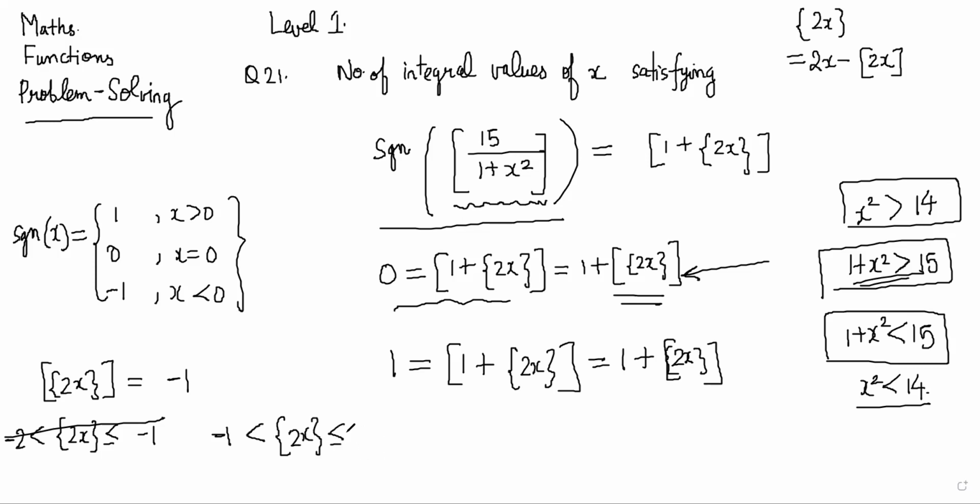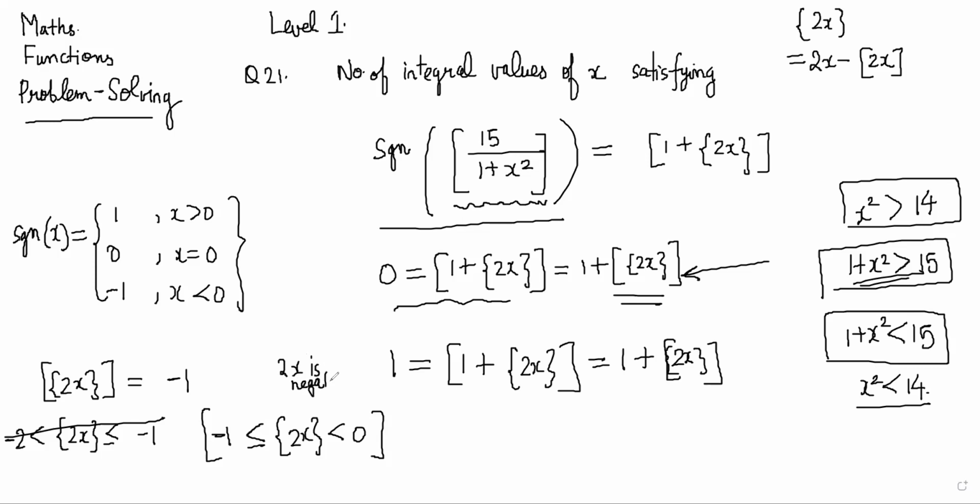Not equal to 0, equal to -1. So this is the situation. The whole thing is between 0 and -1. That means the fractional part of something is between 0 and -1. But the fractional part of anything has to be between 0 and 1, right? If that thing is negative, it has to be between 0 and -1. So basically, this implies that 2x is negative, right?